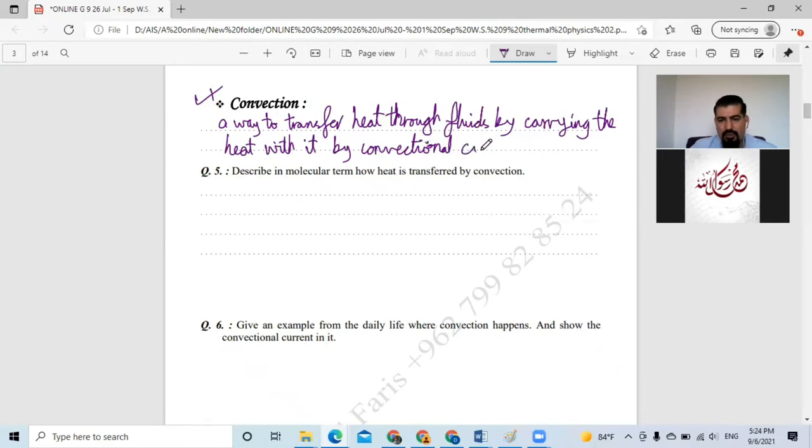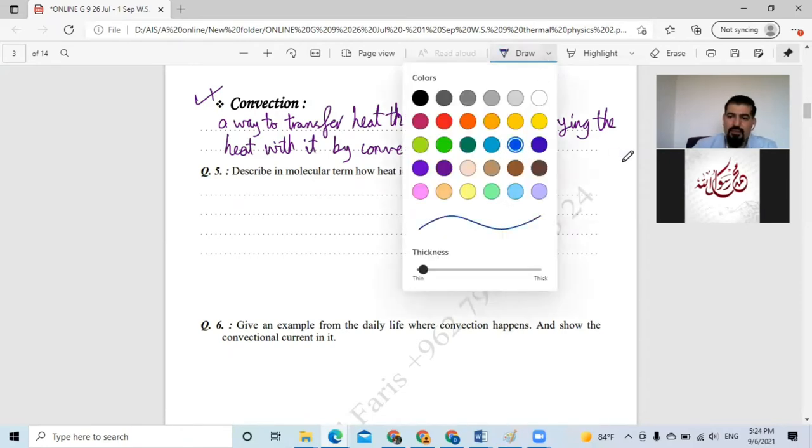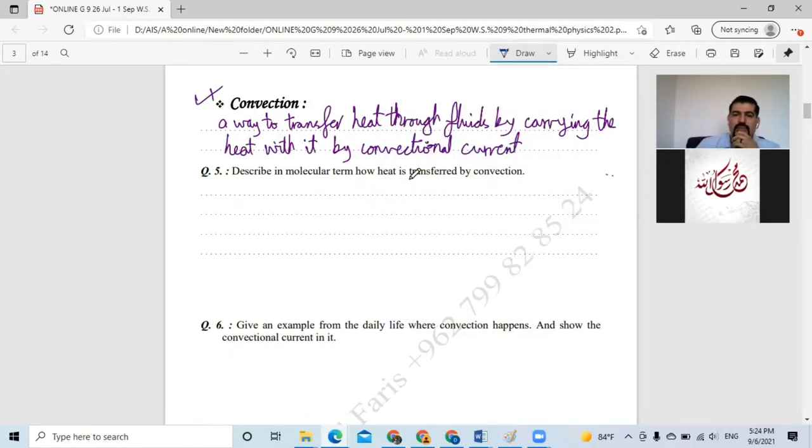By convectional current. Question number five. What do they ask here? Describe in molecular terms how heat is transferred through convection.